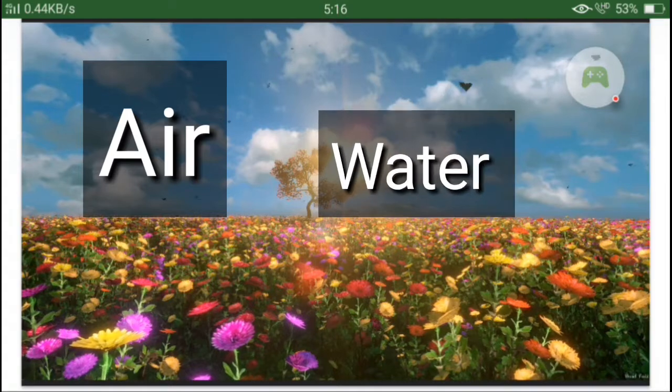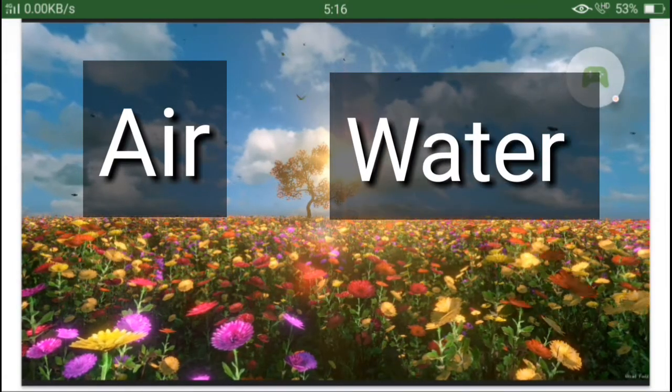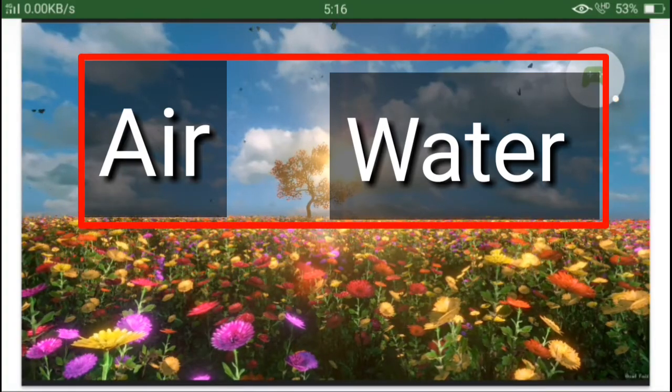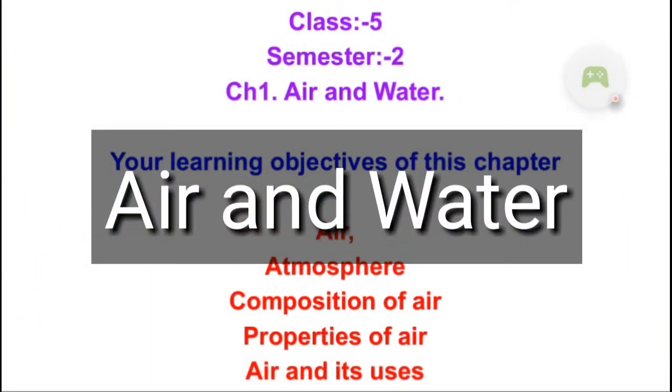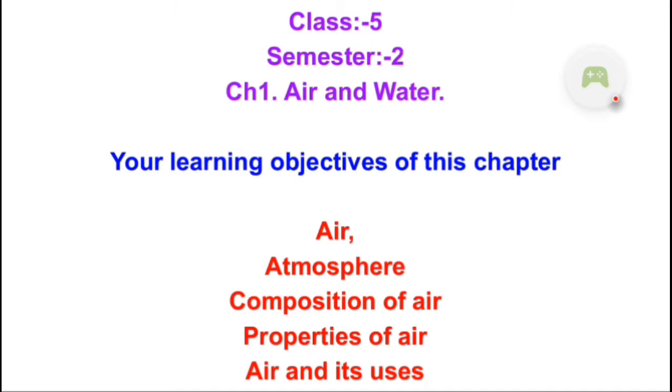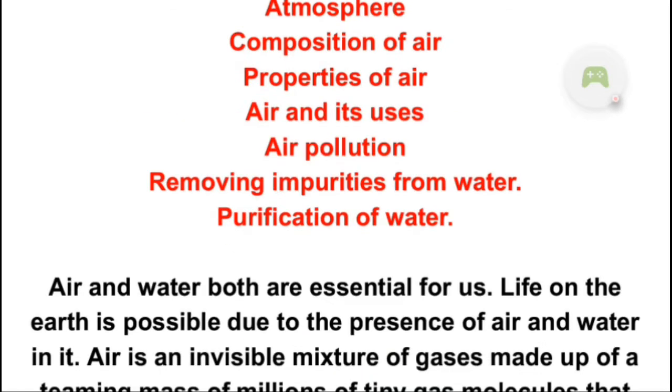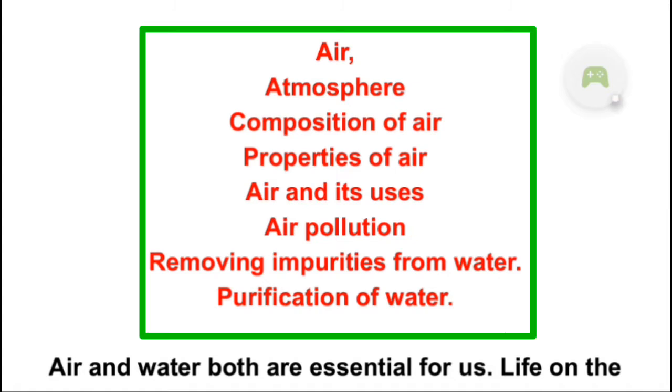Students, this video is about air and water. Students, this video is about what? Air and water. This video is for class 5 students and the lesson is from semester 2 book, chapter 1, air and water. Students, your learning objectives in this chapter are air, atmosphere, composition of air, properties of air, air and its uses, air pollution, removing impurities from water, purification of water. Students, these are the sub-concepts of this chapter.